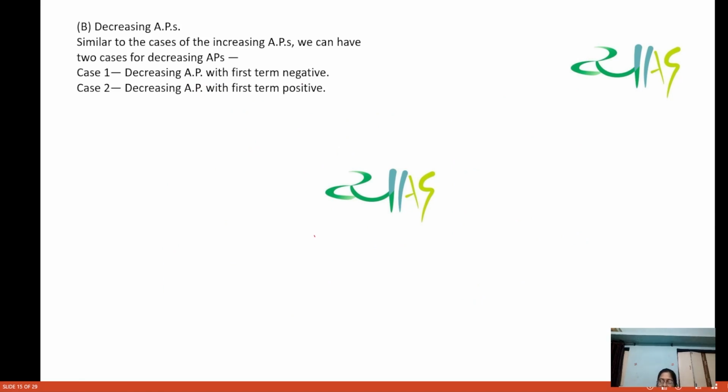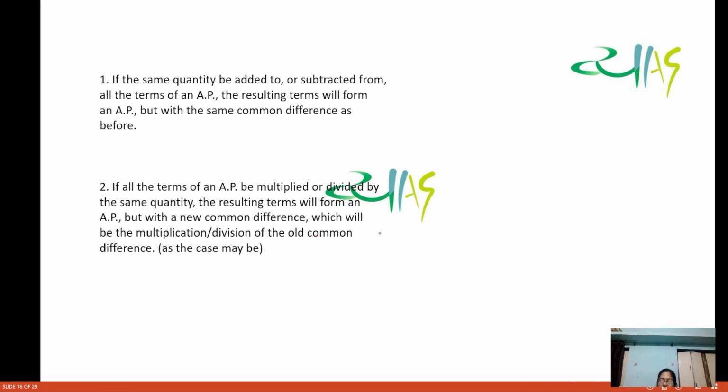Now let's move on to the next concept. Now see, there are some properties of AP that we will see in this class. So if the same quantity be added to or subtracted from all terms of an AP, the resulting terms will form an AP but with the same common difference as before.